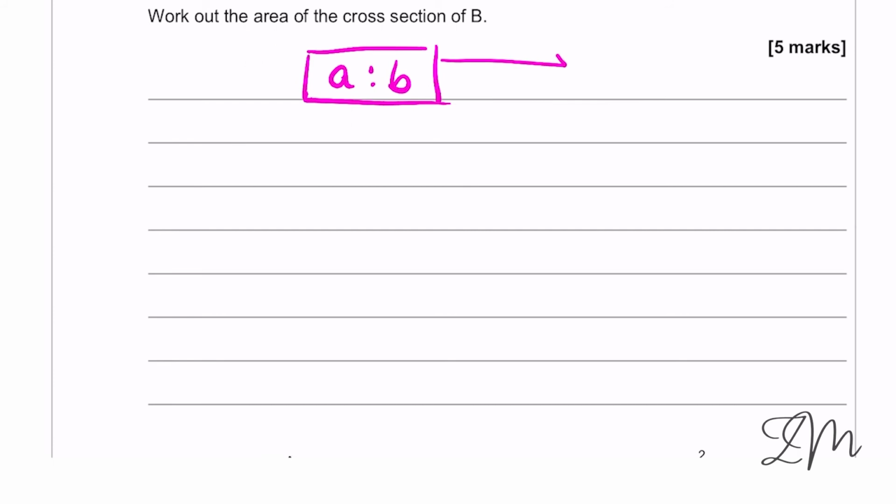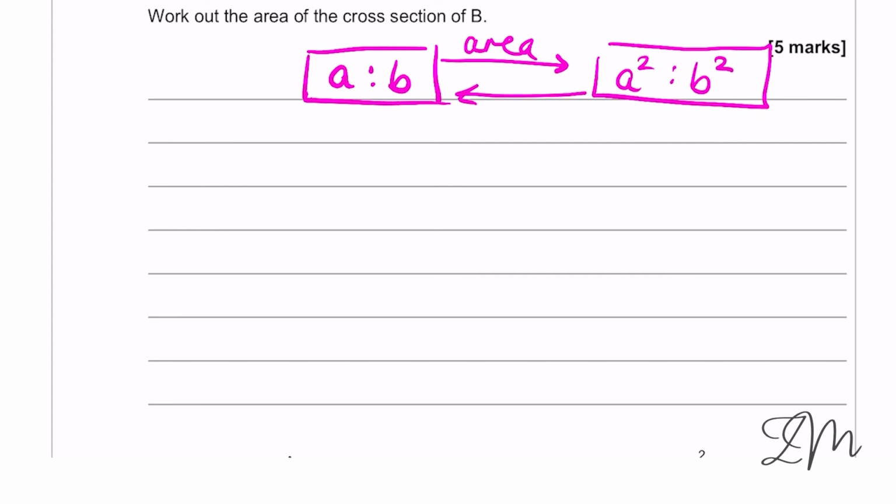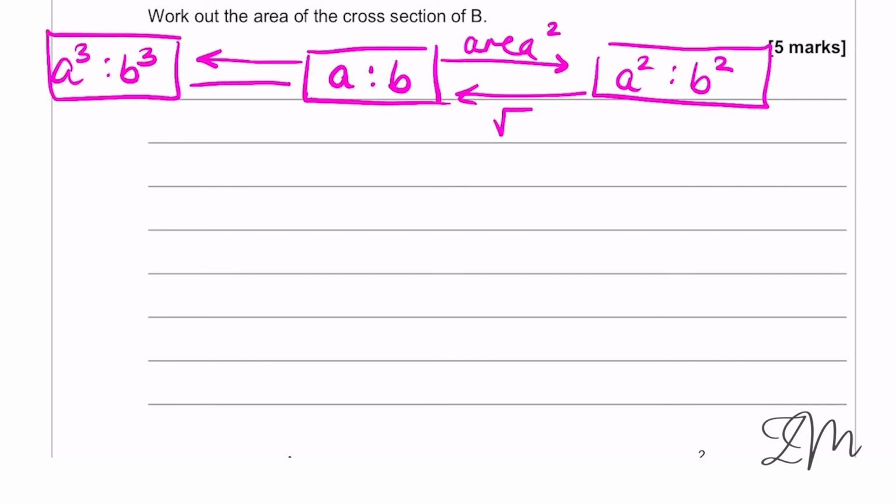If we've got a ratio of the lengths and we want to go to the area, we've got to square those ratios. And if we're squaring, and we want to go back to the length, we take the square root. If we want to go to the volume, we've got to cube it. And if we've got to go back from the volume, we're going to take the cube root.